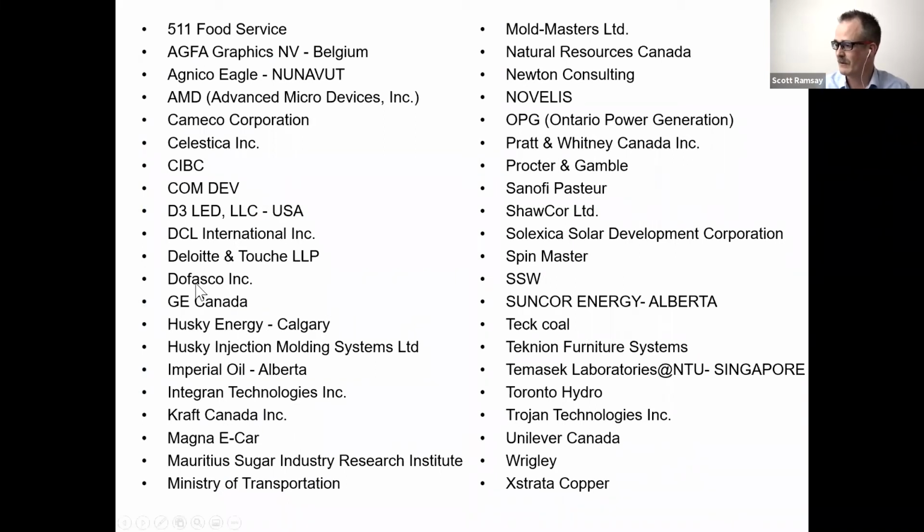So consulting firms, more traditional steel processing, Dofasco there, energy. Number of students have gone into the nuclear industry, semiconductors here as well, imaging, food services, extractive metallurgy, you name it. So quite a range of different opportunities there.